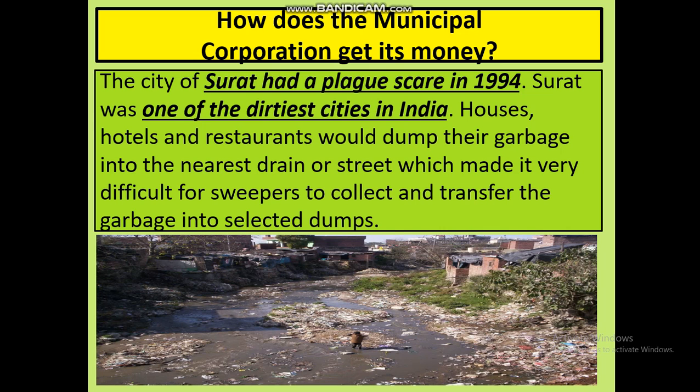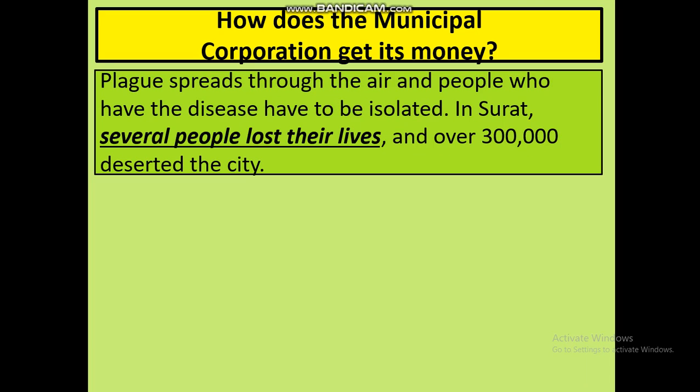Houses, hotels, and restaurants would dump their garbage into the nearest drain or street wherever they got the place to dump it. So by dumping garbage all over the city, it had become very dirty, and a lot of rats, a lot of flies started moving and flying over all that garbage. And you know, when there are a lot of rats and flies, they cause a lot of disease also. Plague spread through the air, and people who have the disease have to be isolated.